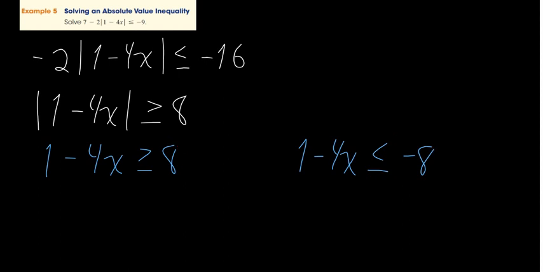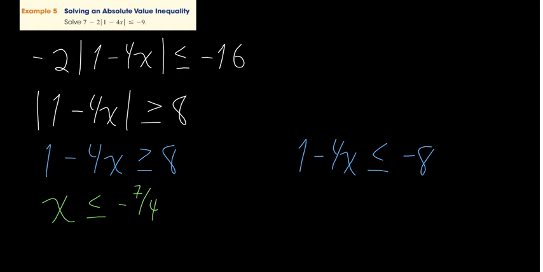If I subtract 1 from both sides, I'm going to have negative 4x is greater than or equal to 7. Then if I divide both sides by negative 4, I'm dividing by a negative number, so I'm going to flip the sign again. So x is less than or equal to negative 7/4.